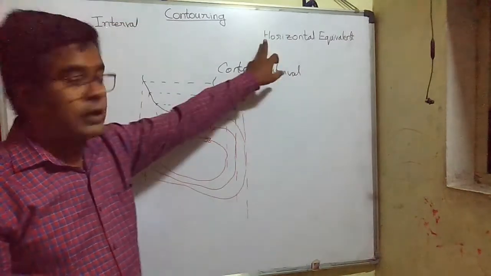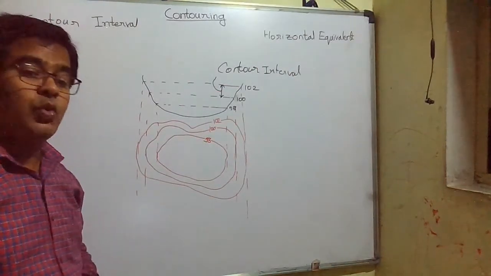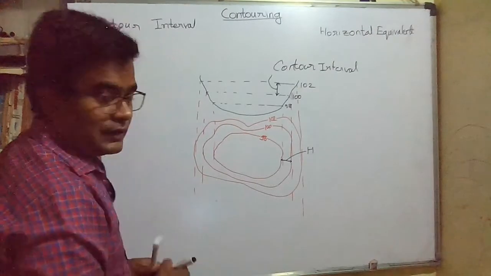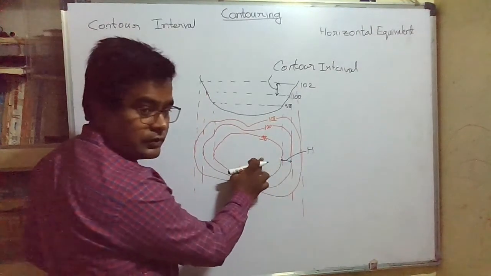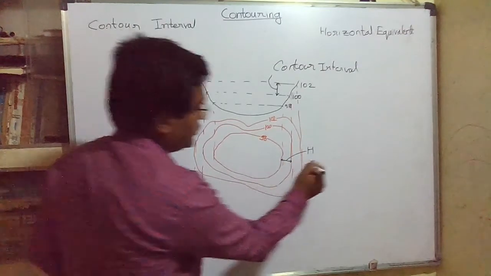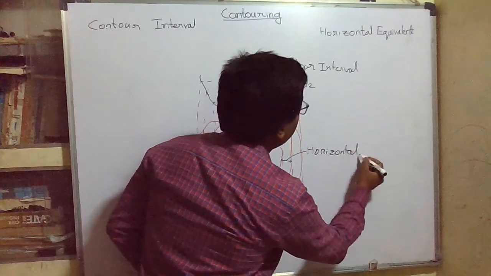And what is horizontal equivalent? It is nothing but the horizontal distance between any two consecutive contours. In this map you can see here, this is the horizontal equivalent. It is the horizontal distance between two consecutive contours.